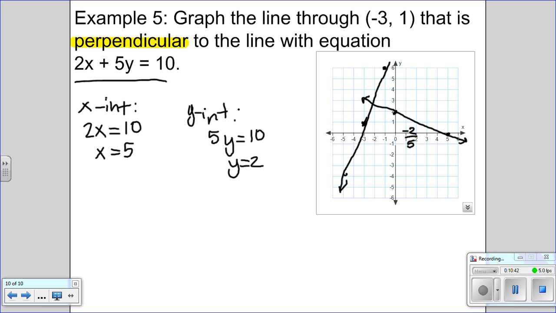Okay, perpendicular lines, they're opposite. One's negative, one's positive, and they're also reciprocal. So my line's kind of sloppy here, so maybe it doesn't seem like it, but these are in fact perpendicular, and this angle should be a right angle. That's it. We just made parallel and perpendicular lines.